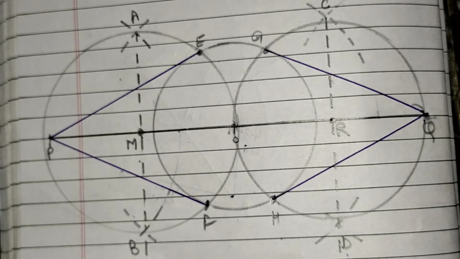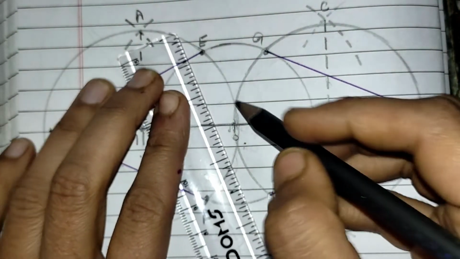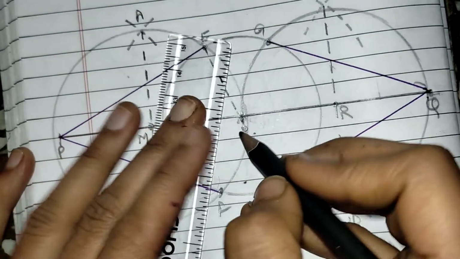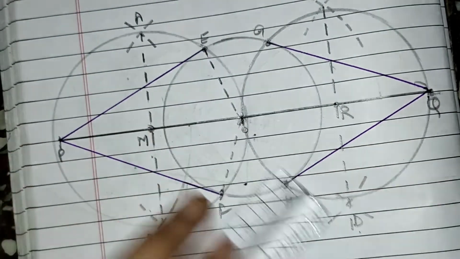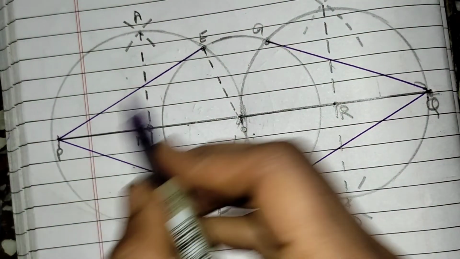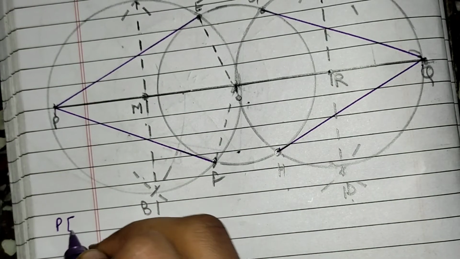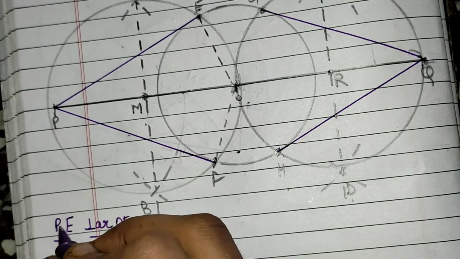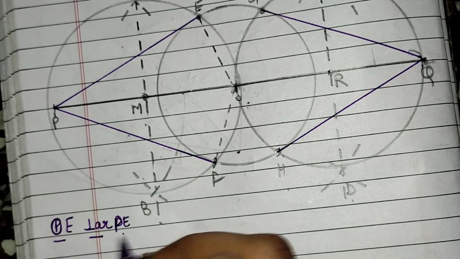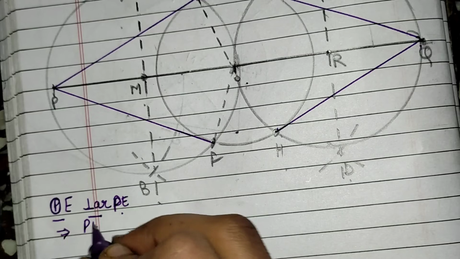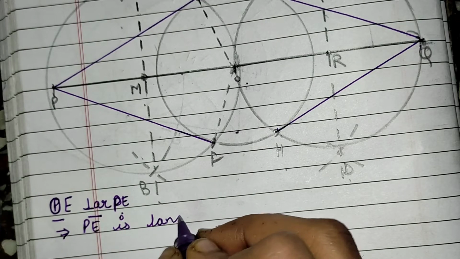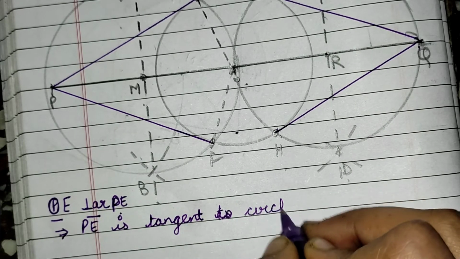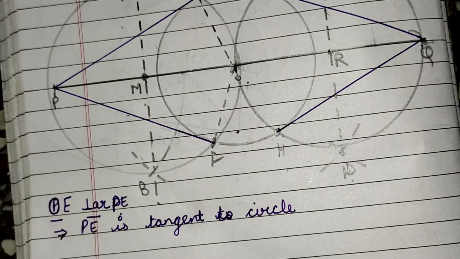To justify this question, what we will do, we will draw a radius from this point E. Okay, and we will draw a radius from this point R. So we know that the radius is always perpendicular to the tangent. So if somehow we can prove that OE is perpendicular to PE, then I can say that PE is the tangent to the circle, right? So we can prove this for all the four tangents, right?